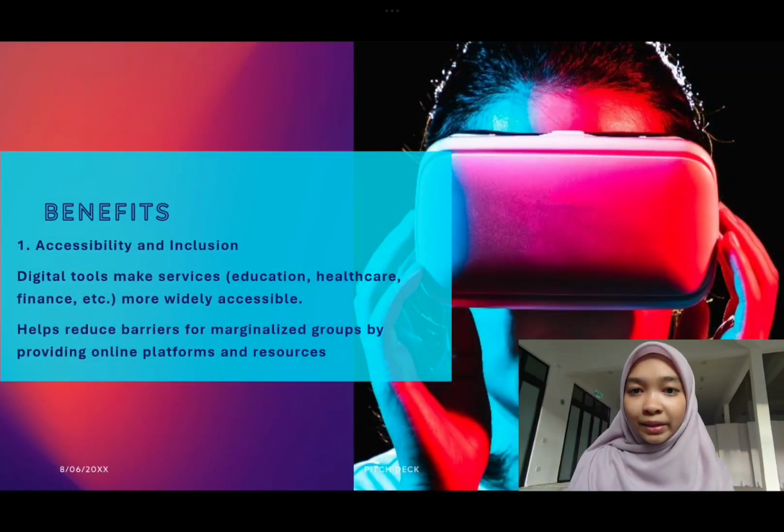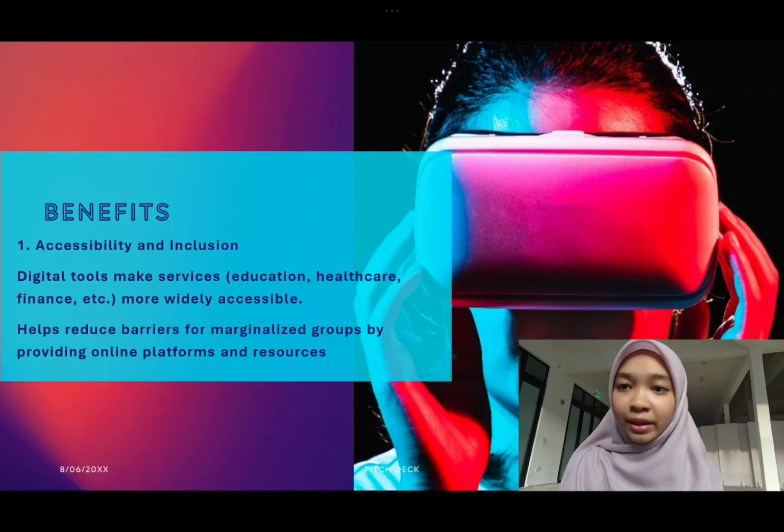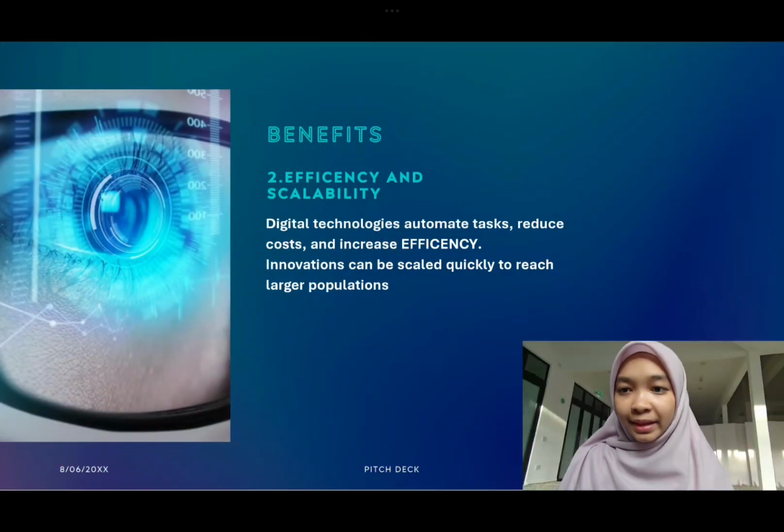Here are some key benefits of digital social innovation. The first one is accessibility and inclusion. Digital tools make services such as education, healthcare, and finance more widely accessible. Next is efficiency and scalability. Digital technologies automate tasks, reduce costs, and increase efficiency.